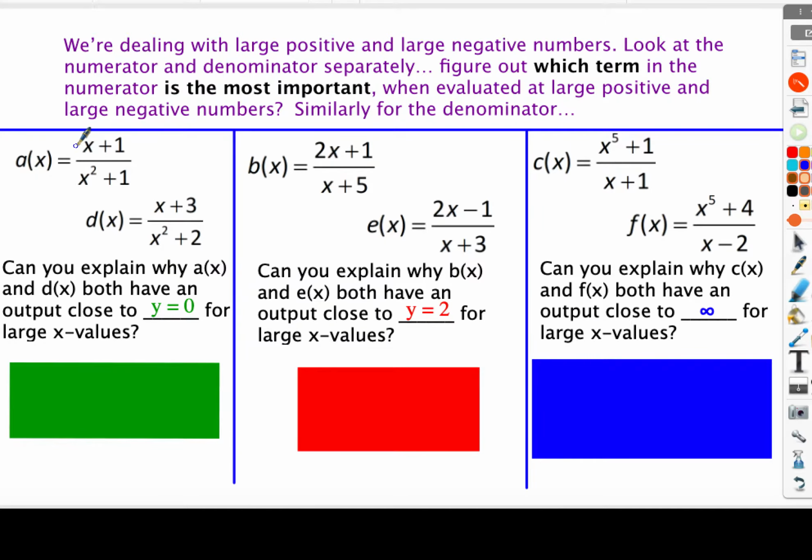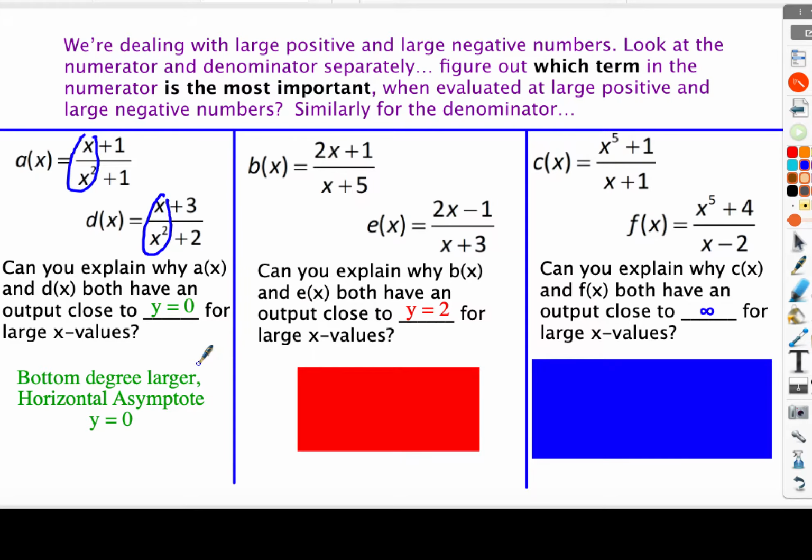But again, when the term of highest degree is on the bottom, x plus 1 versus x squared plus 1, or such as d of x here, x over x squared, only those terms of highest degree are going to matter. And if it's on the bottom, then basically we're always going to be traveling towards 0. If they're equivalent, 2x plus 1 over x plus 5, well, again, those plus 5s and plus 1s aren't going to matter so much, those constants.